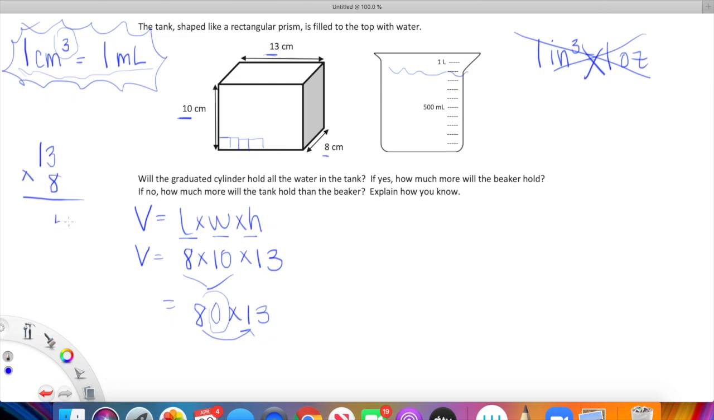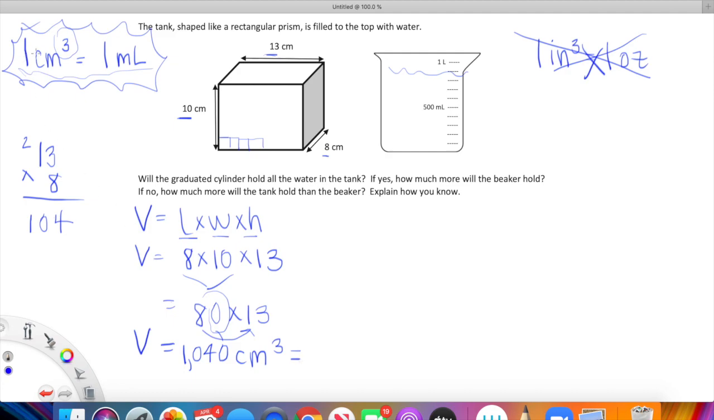3 times 8 is 24. Thank you, Logan. And then we have 8 times 1 is 8, plus 2 is 10. So 13 times 8 is 104, but don't forget that we're bringing 1 0 to the party. So the volume of this cube is going to be 1,040 centimeters cubed.